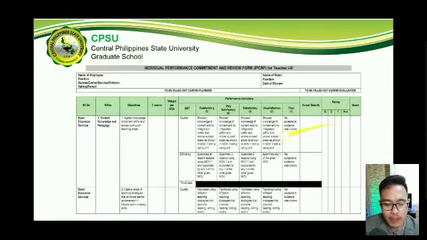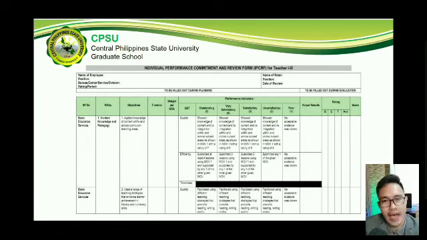So a specific example of this is the IPCRF, or the Individual Performance Commitment and Review Form for teachers. The IPCRF is an assessment tool for government employees to rate the tasks a teacher accomplished for a year. As you know, a teacher focuses mainly on basic education service as his or her major final output.